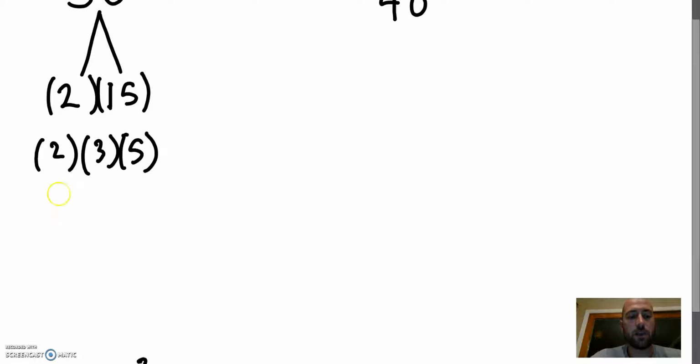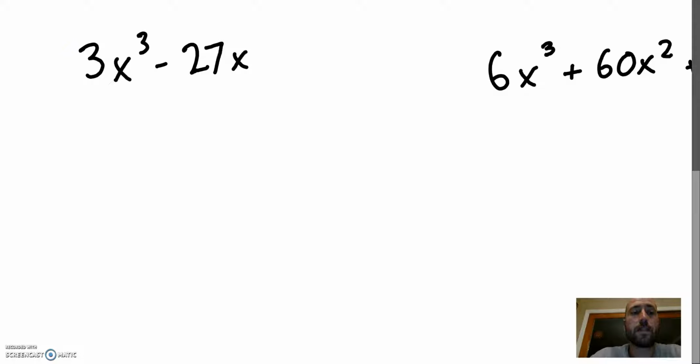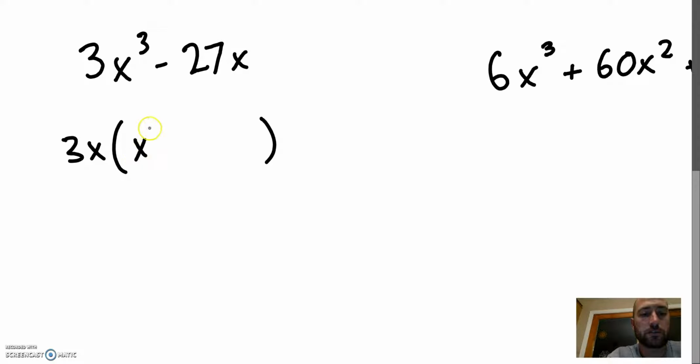I'm going to take that same concept when I have an expression such as 3x to the third minus 27x. So the first thing I always want to look for is the GCF. Does this have a GCF? Yes, they both have the number 3 in common, and they both have the variable x in common. So I'm going to factor that out using GCF. I like to think, what times 3x would give me 3x cubed, and that's x squared. What times 3x would give me 27x, and that is just 9.